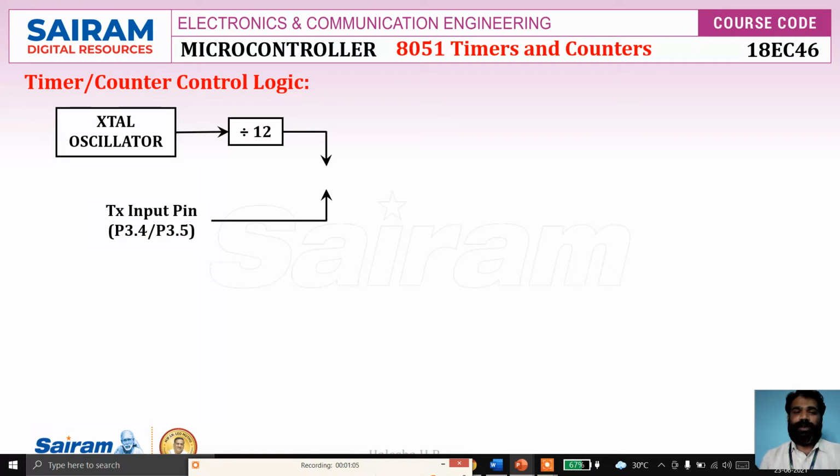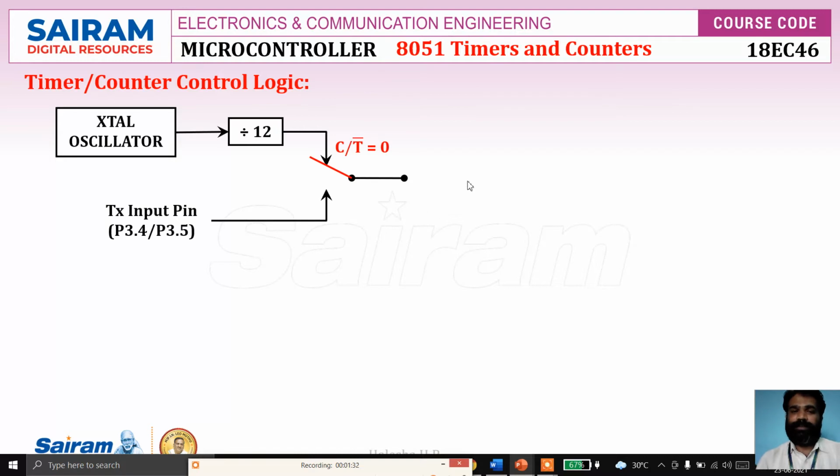And the source for the counter is the pulses received through TX, I mean the T0 or T1 pin. That means these are the pins of port 3, that is port 3.4 or port 3.5. So the first one is the source for the timer and this is the source for the counter.